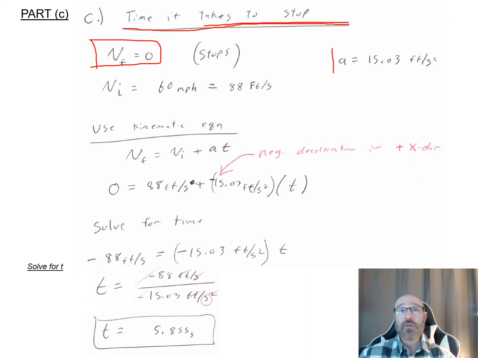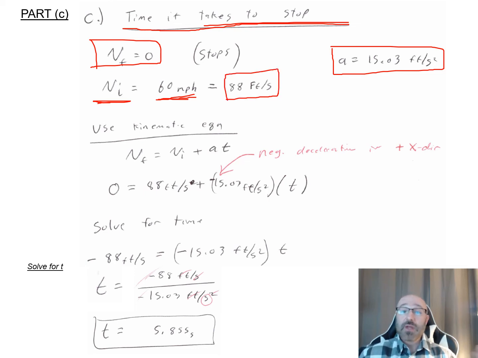We now have our acceleration we've just solved for in the previous section, part B. Our acceleration is 15.03 feet per second squared. And our initial velocity is equal to 60 miles per hour, but since everything else is in feet per second, we need to convert this miles per hour to feet per second. When we do that conversion, our initial velocity is 88 feet per second.